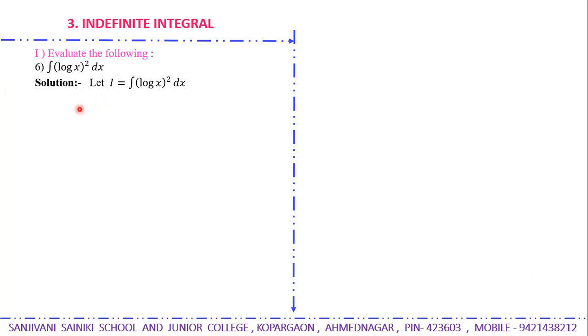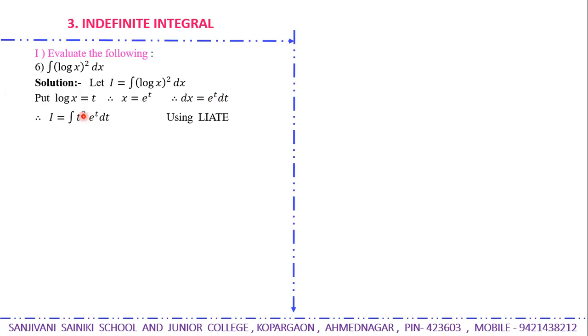Now look at this example: log of x bracket square dx. Let I is equal to integration of log of x bracket square. So here you have to use the substitution: log of x is equal to t. So we can write this equation as x is equal to e raised to t, using property of the logarithm. This is logarithmic form, this is exponential form. Then dx is equal to e raised to t dt.